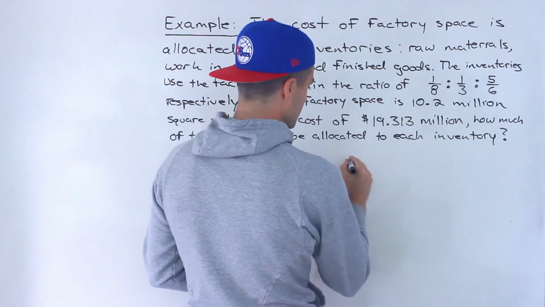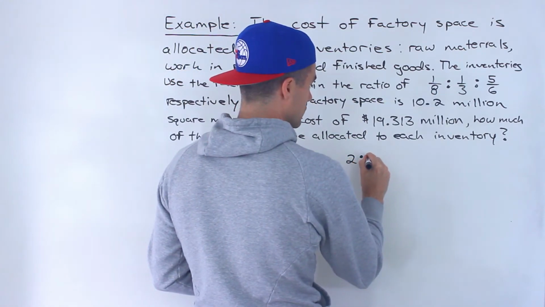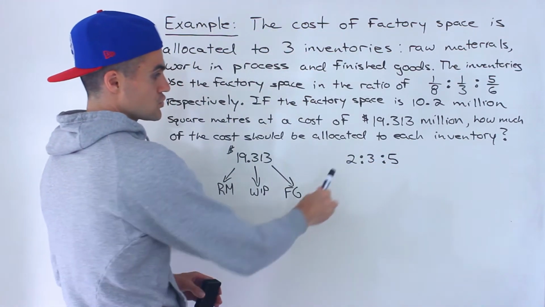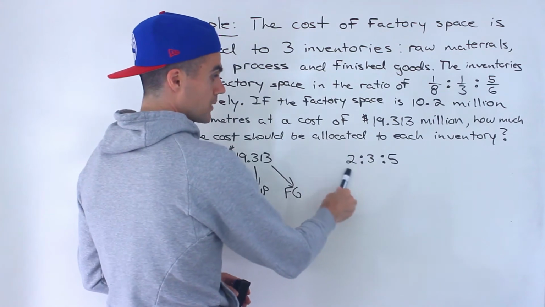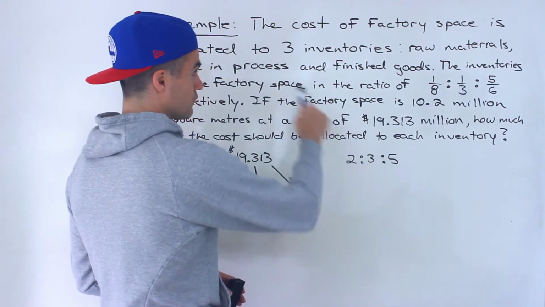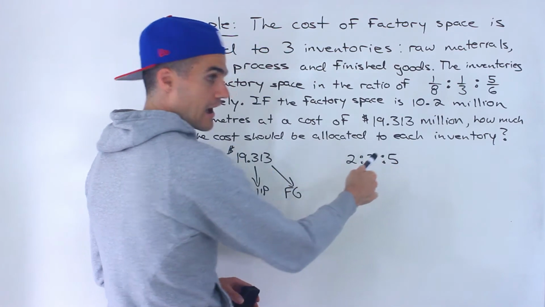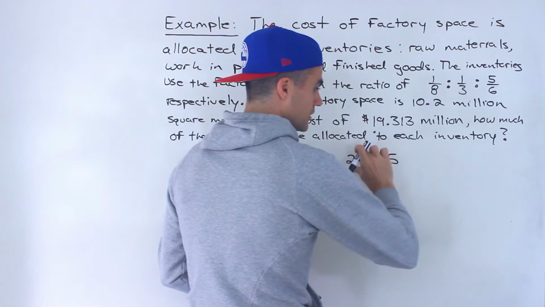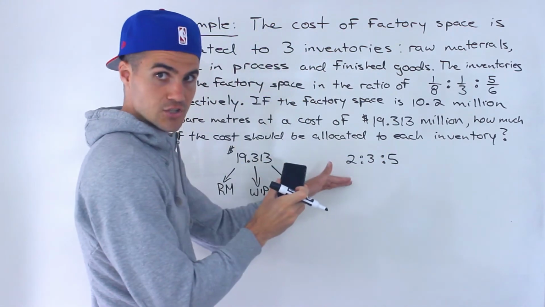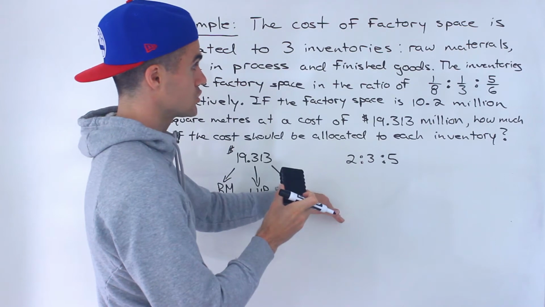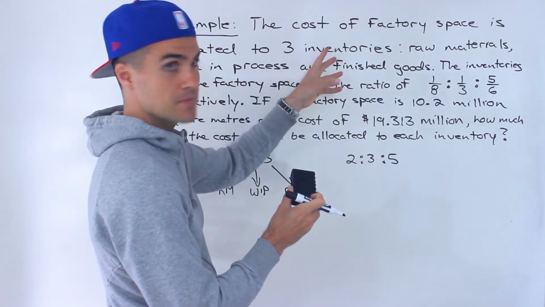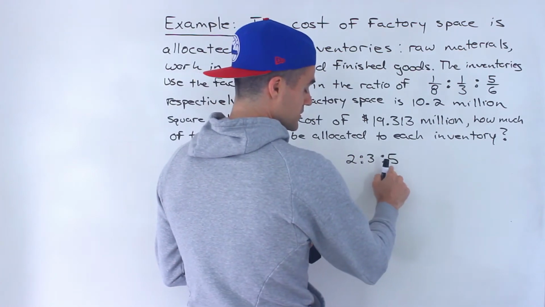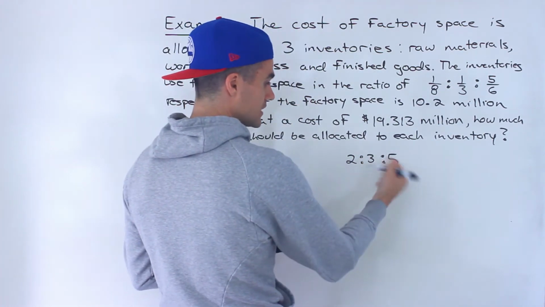Let's say that instead of fractions, we were told that the ratio was 2 to 3 to 5, for example. So for every 2 square meters of raw materials, there's 3 square meters of work in process, and 5 square meters of finished goods. To convert this ratio to percentages of factory space, we would add these up, 2 plus 3 plus 5, which is 10, and then divide each one by that total number.